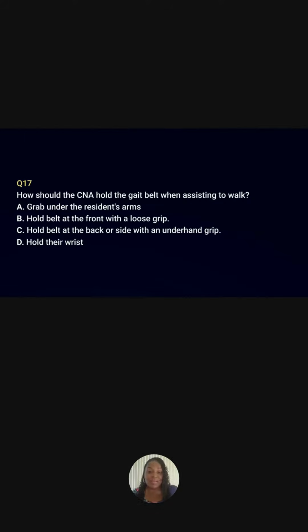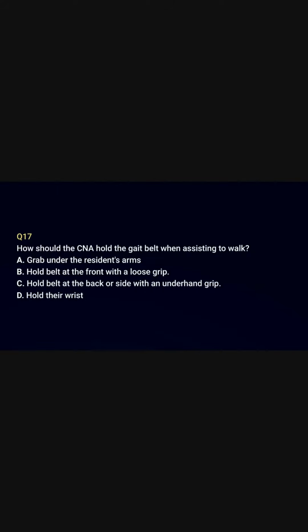Let's go to our next one, team. Question 17. How should the CNA hold the gait belt when assisting to walk? A, grab under the resident's arms. B, hold belt at the front with a loose grip. C, hold belt at the back or side with an underhand grip. D, hold their waist.